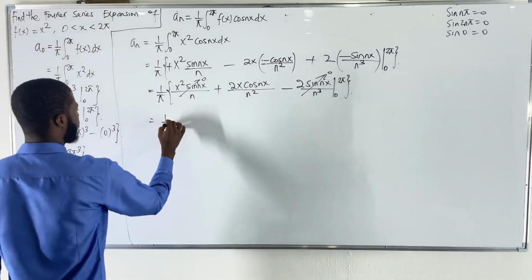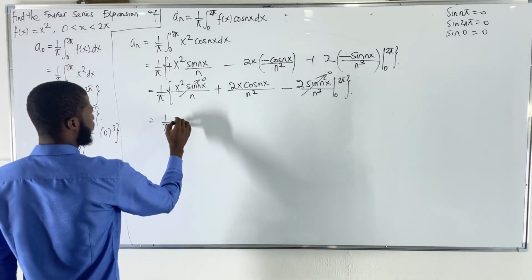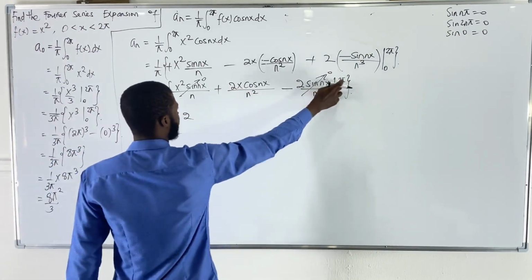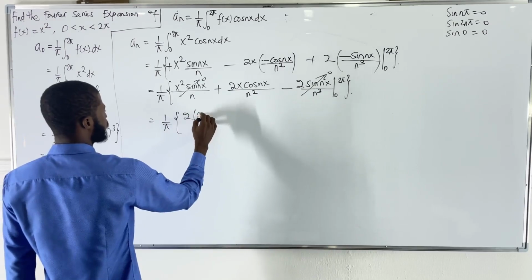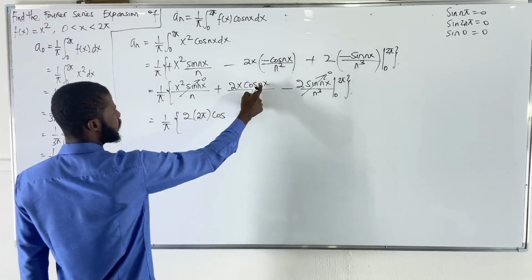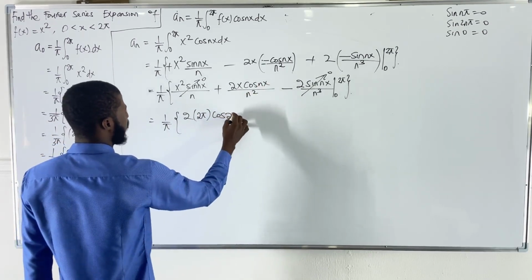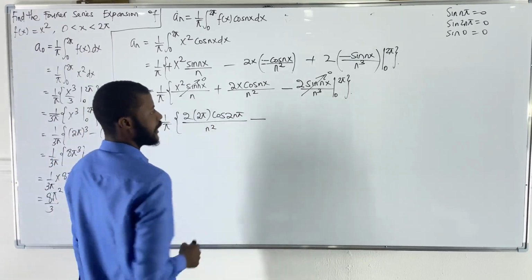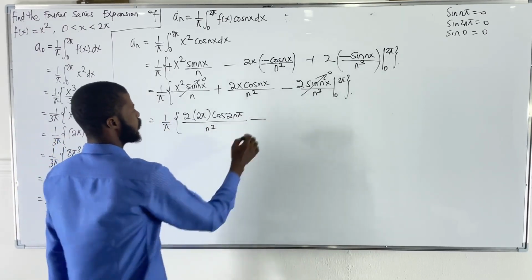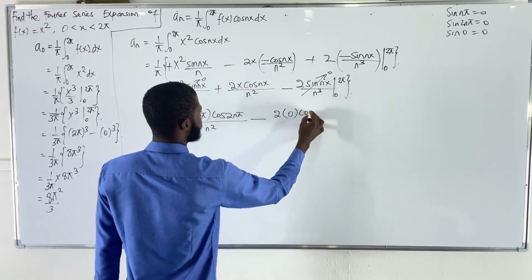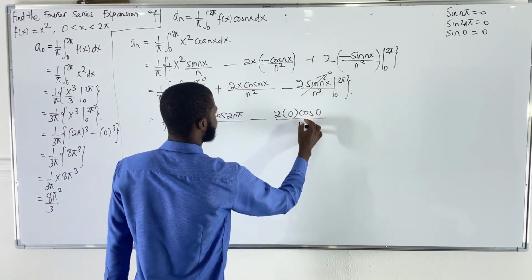So this will be 1 over pi, and then we're going to have this 2. x is 2 pi, so this is x bracket 2 pi. Then cos n x, x is 2 pi, right? So n times 2 pi is 2n pi. Then everything will be divided by n squared, minus the lower limit. So this will be 2, x is what? 0. Cos 0 over n squared.